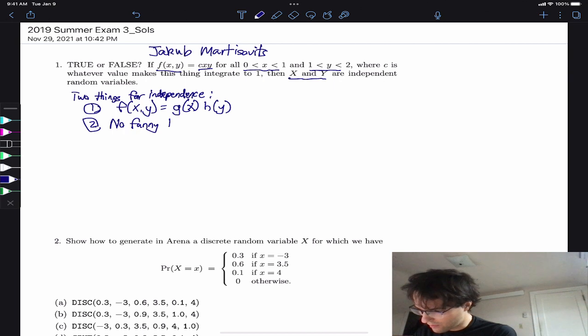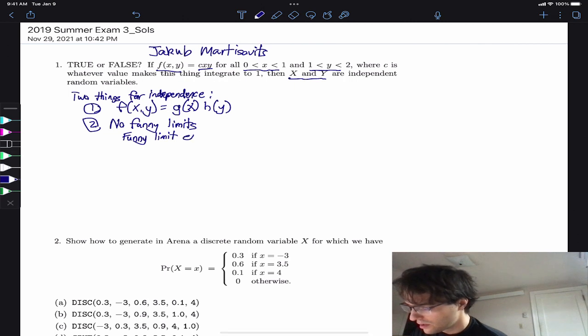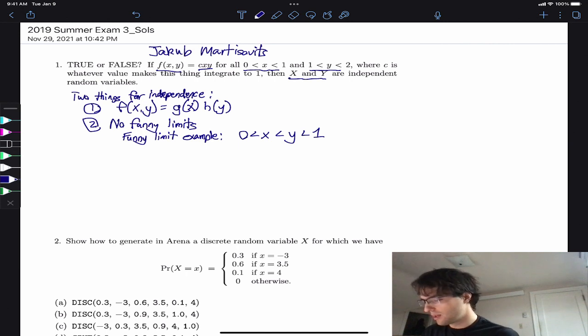And what do I mean by funny limits? This is a fancy way of saying that in the limits themselves, the values of x depend on the values of y. So a funny limits example would be, for example, 0 less than x less than y less than 1. This is a funny limits example, because what the value of y is in those limits depends on the value of x.